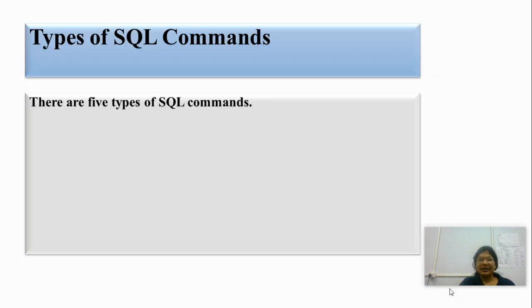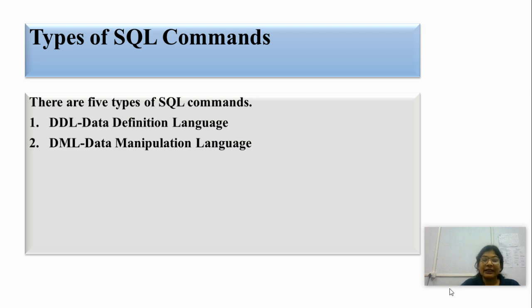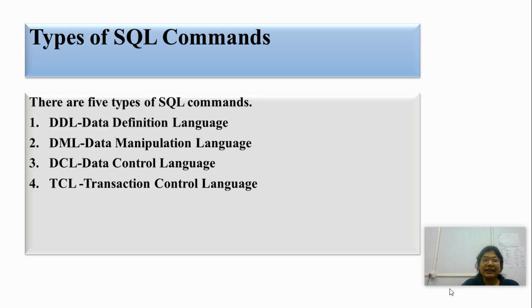Types of SQL commands. There are five types of SQL commands: DDL, DML, DCL, TCL and DQL. DDL stands for Data Definition Language. DML stands for Data Manipulation Language. DCL stands for Data Control Language. TCL stands for Transaction Control Language. And DQL is Data Query Language. Don't worry, we will learn them one by one. Today we will basically learn DDL, Data Definition Language.